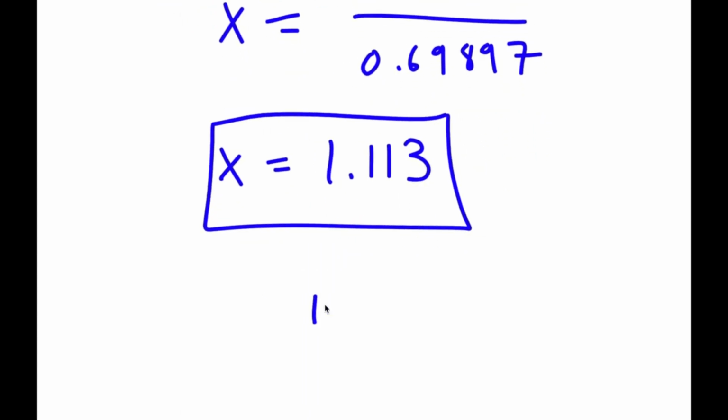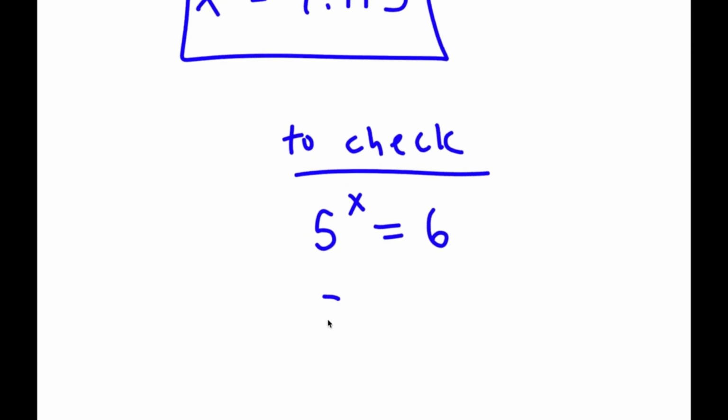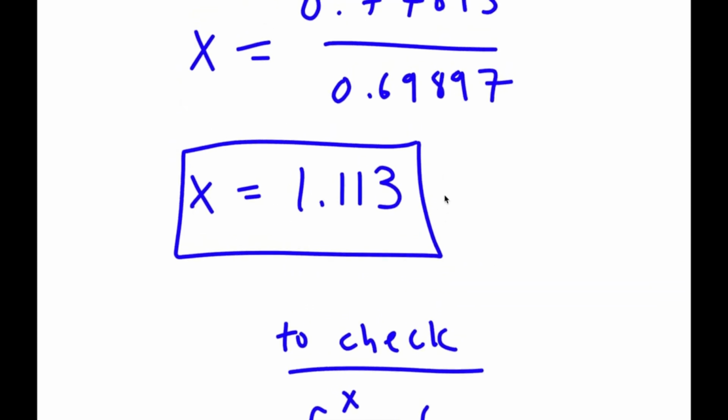So now to check, I have 5 to the power of x is equal to 6. And I know that x is equal to 1.113, so I have 5 to the power of 1.113 is equal to 6. Now 5 to the power of 1.113, that's actually equal to 5.997. And this is approximately equal to 6. So I have 6 is equal to 6. So my answer is right.